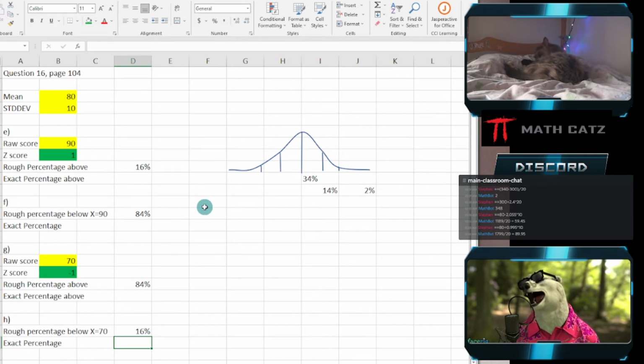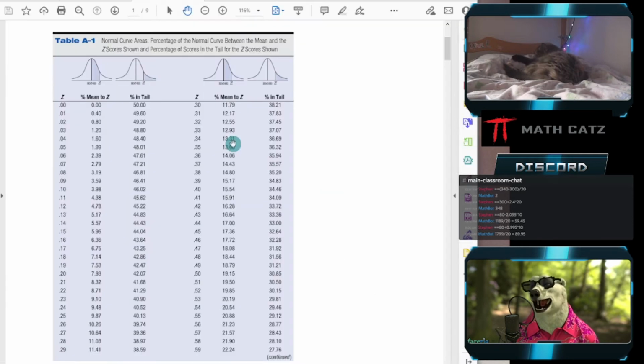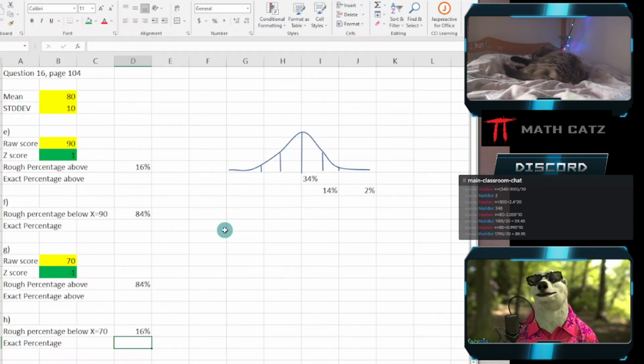Because Excel has built-in functions, the normal distribution and the table that previously we had to look up, this is all built in as a function in Excel. So instead of looking up in the table, I can use that. If you compare it to how we did the exact percentage previously, we used the table. Now we're going to look it up, quote unquote, with an Excel formula.